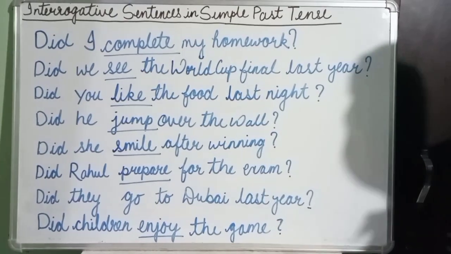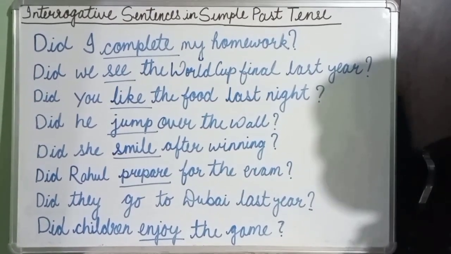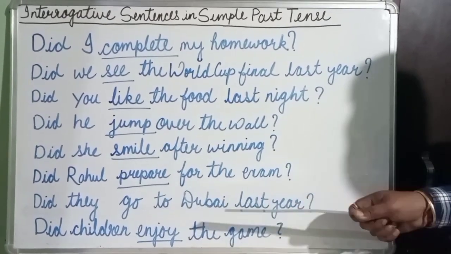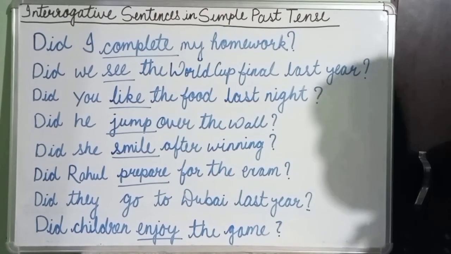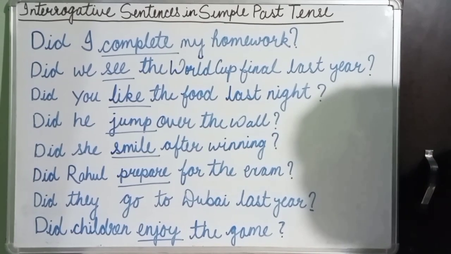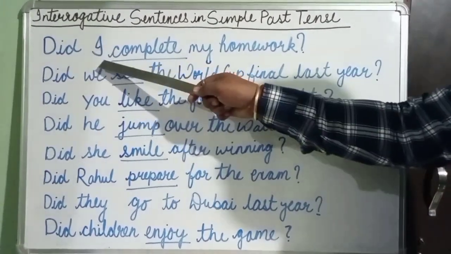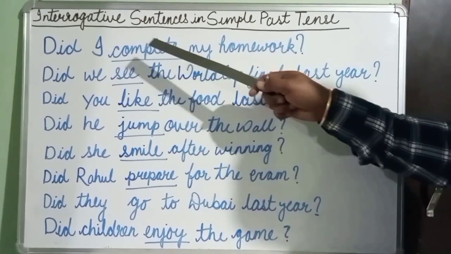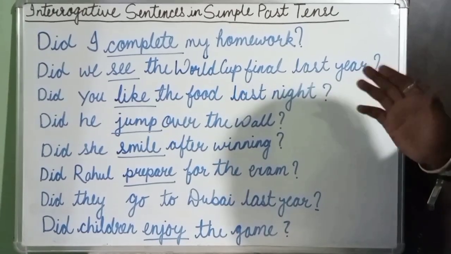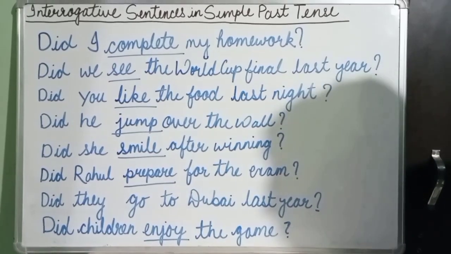Did he jump over the wall? Did she smile after winning? Did Rahul prepare for the exam? Did they go to Dubai last year? Did children enjoy the game? In all these sentences, we have used did before the subject, and after the subject we have used the first form of the verb. So this is how we make interrogative sentences in simple past tense.